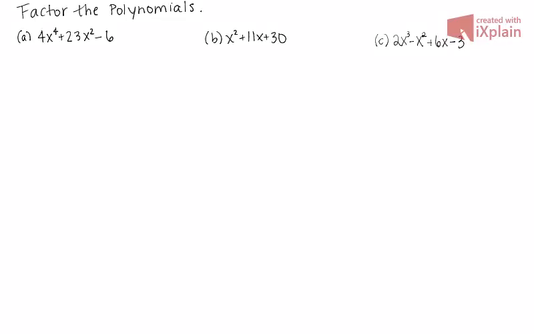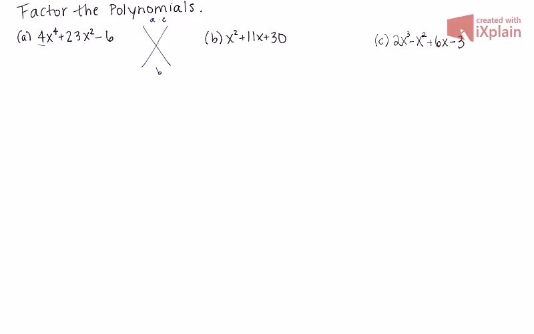The following problem asks us to factor the polynomials. We will start with A. Since A is a quartic trinomial, I need to start with creating my x. On top, I will do my A times C value, and on the bottom, I will put my B value.